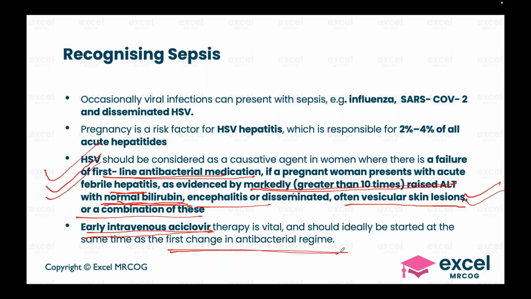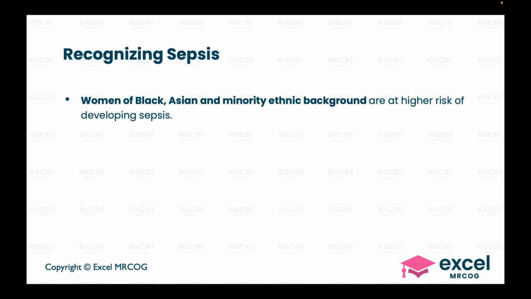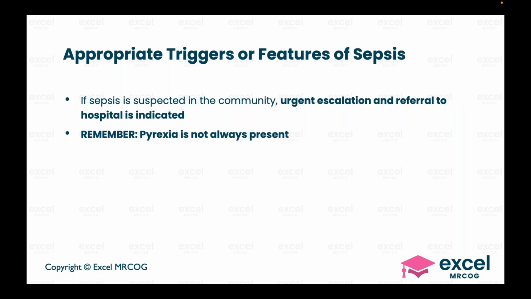We also know that women of minority ethnic background, Asian, Black, are at higher risk of developing sepsis. So urgent escalation, as we have already seen, has to be done. If you are in the community, refer to hospital. If you are in the hospital and she is rapidly deteriorating, please admit her in HDU or ICU. Remember, pyrexia is not always present. Don't think it is not sepsis because there is no fever. Typical mistake.